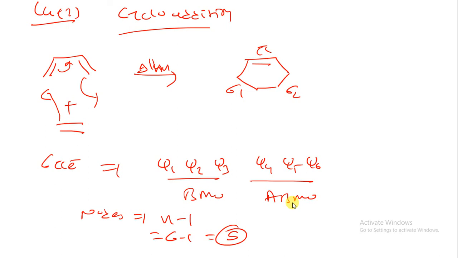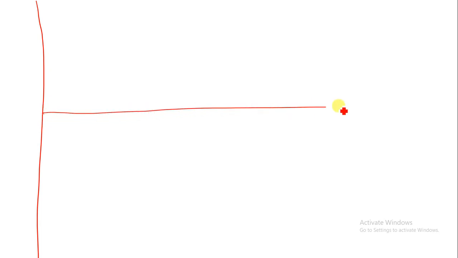After that, you just have to draw the correlation diagram for the 4 plus 2 cycloaddition reaction. So how can we go from here? Let us draw this cycloaddition diagram for the 4 plus 2 cycloaddition reaction. First of all you have to write the energy diagram. Then you have to see the BMO part as well as the ABMO part.